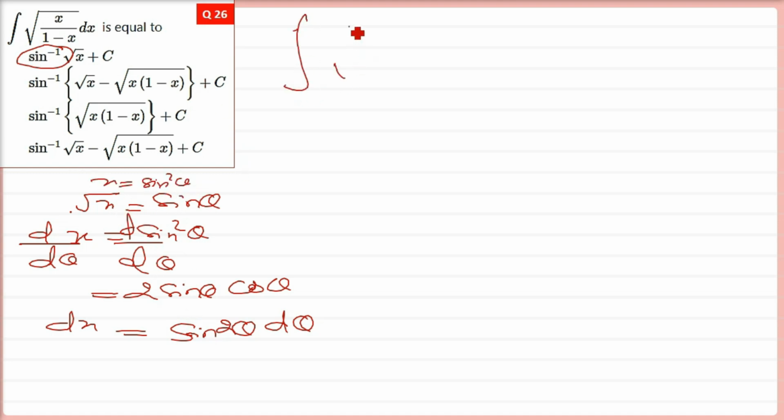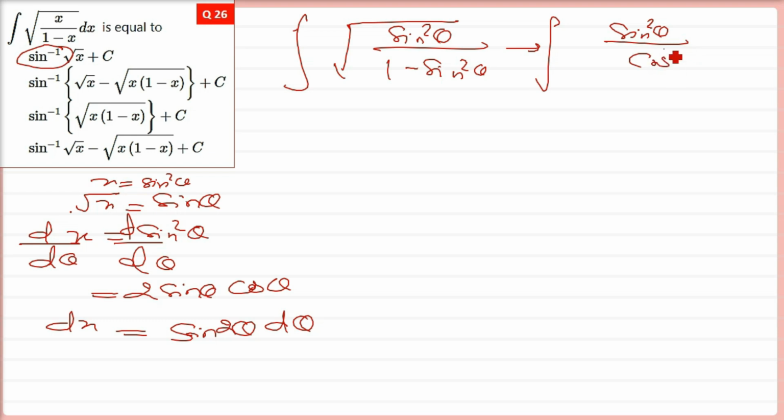Now integration will change like this. In place of x, we will write sine square theta. In the denominator, we will write 1 minus sine square theta. 1 minus sine square theta is cos square theta. Sine square theta by cos square theta is tan square theta. Under root tan square theta is just tan theta. That means under root sine square theta by cos square theta can be written as sine theta by cos theta, or you can write it as tan theta.